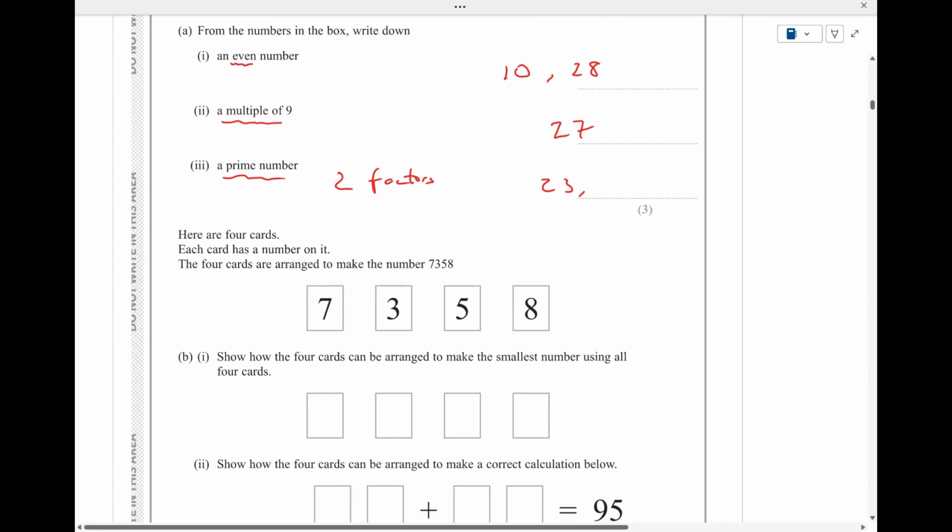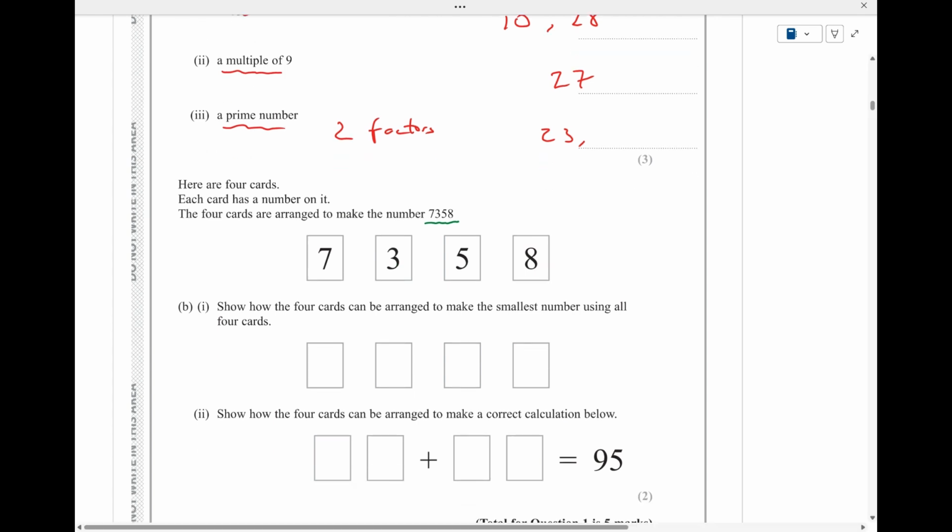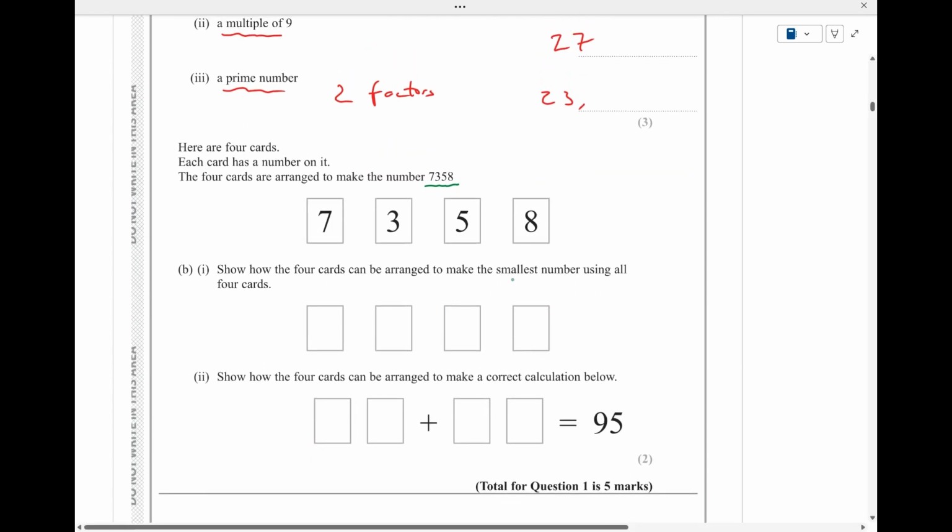Here are 4 cards. Each card has a number on it. The 4 cards are arranged to make the number 7,358. Show how the 4 cards can be arranged to make the smallest number using all the 4 cards. Well, I want the fewest possible hundreds. Then I'll need to use the 5, then the 7, and then the 8.